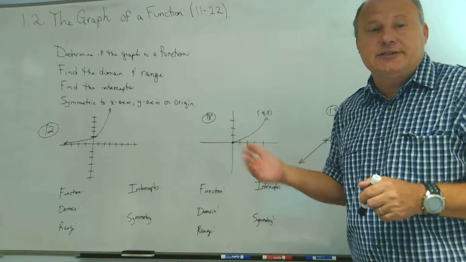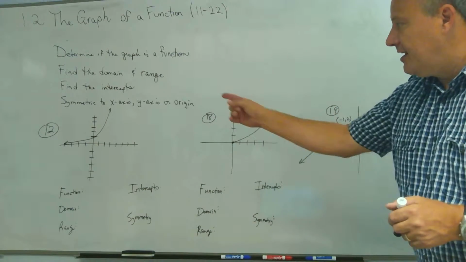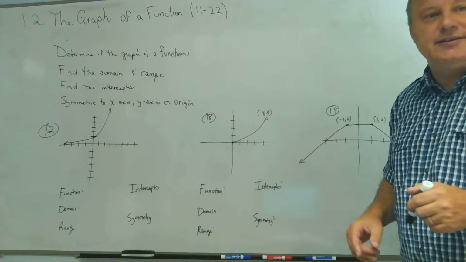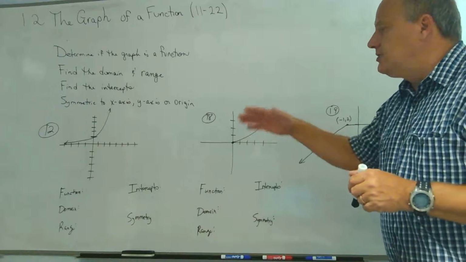And these are very simple. It's just determining if it is a function by the vertical line test. So I can go through these really fast. Function, function, function, because each one of these will pass the vertical line test. Anything that wouldn't be a function would be like a circle or something like that. So these all are functions.